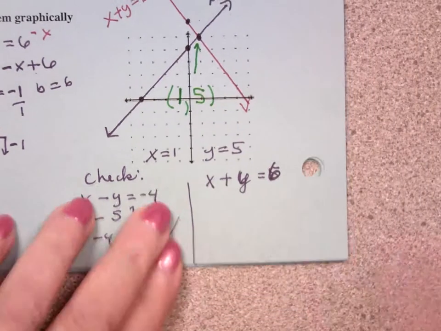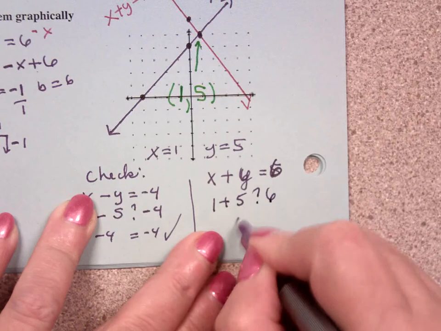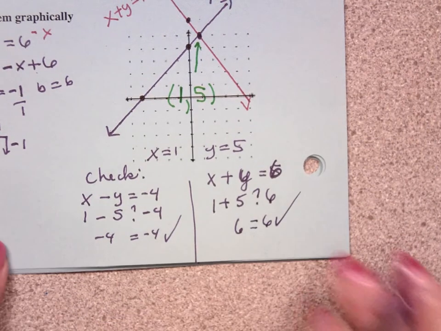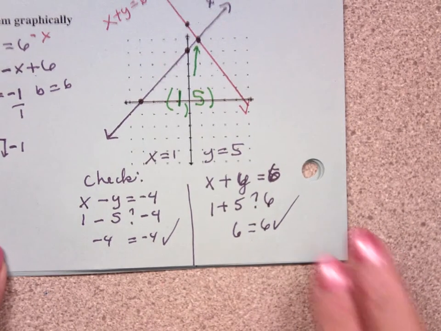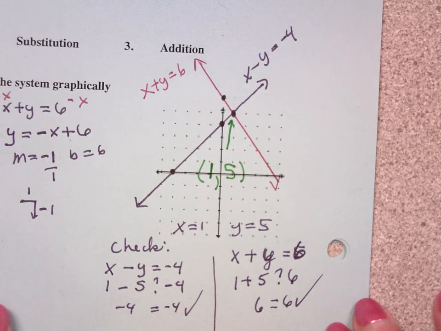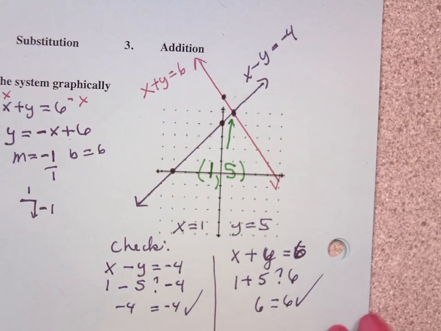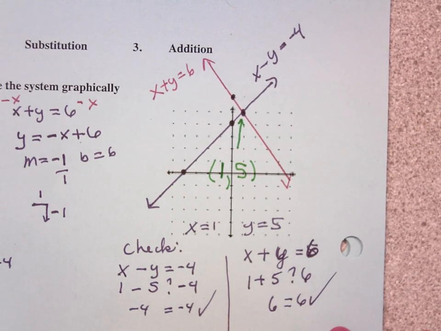So this says that 1 plus 5 should equal 6, and that's true. Boy, I lucked out that time, didn't I? Even though my graph was off, I lucked out. That's why graphing these things is not real accurate. So you don't want to do the graphical method necessarily to solve this thing. Oh, and maybe check your answer. Sometimes it's fun to graph, maybe.